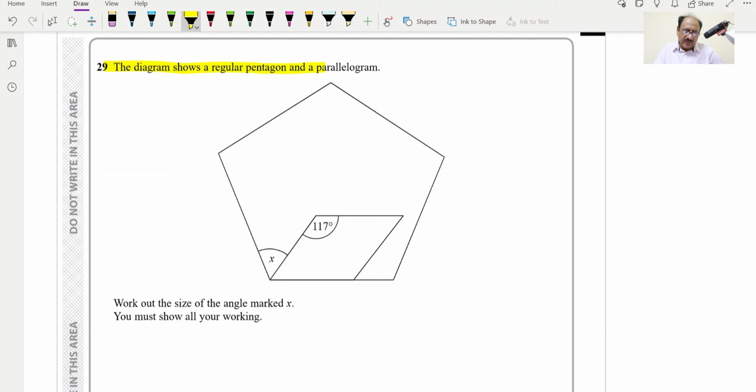The diagram shows a regular pentagon and a parallelogram. Work out the size of the angle marked X. You must show all your working.